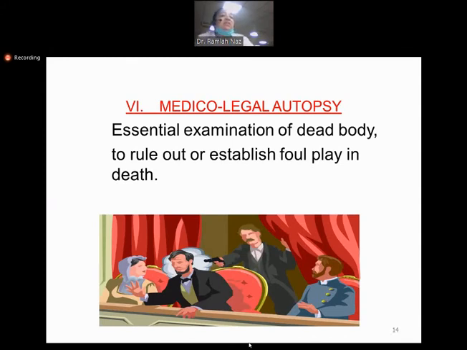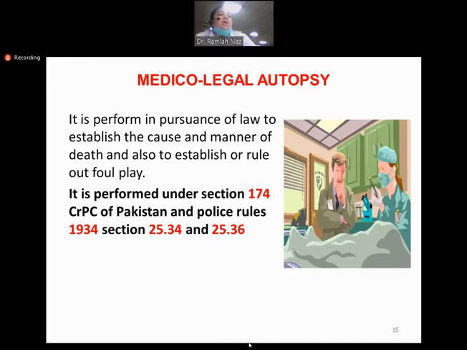Then finally the medico-legal autopsy, that is the essential examination of the dead body to rule out or to establish foul play in the dead. Basically, the medico-legal autopsy is performed in pursuance of the law to establish the cause and manner of death, and also to establish or rule out foul play. What we really mean by the cause and manner of death: cause is whether the death has occurred because of disease, trauma, or any kind of assault. So you have to rule it out. And the manner of death is either natural or unnatural.